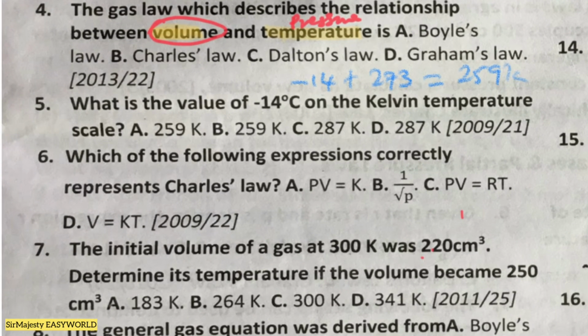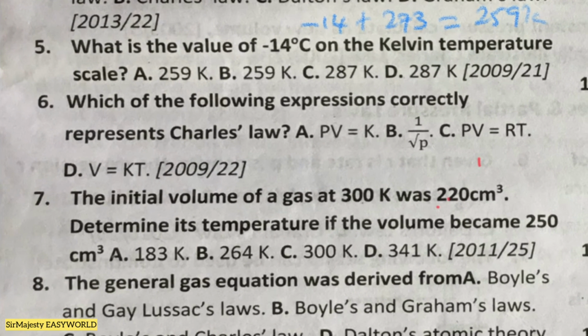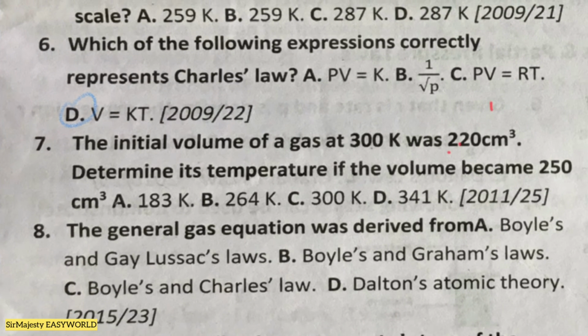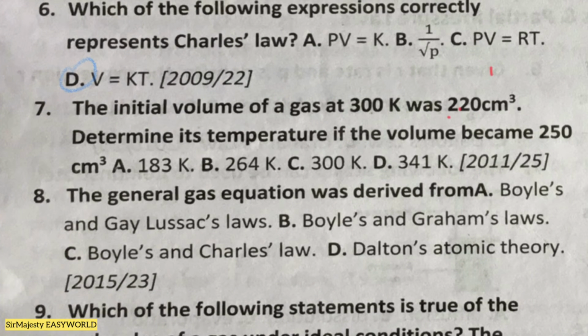Then number 6 says, which of the following expressions correctly represents Charles' law? Okay, I haven't taught you that one, but I'll still answer. That is D. Option D is the correct one because it's a direct proportion between temperature and volume of a gas at constant pressure. Then the initial volume of gas is 300 K and then 200.